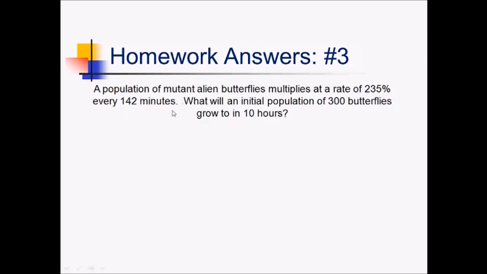On this problem, a population of mutant alien butterflies multiplies at a rate of 235% every 142 minutes. Wow, we're going to be overrun in no time. What will an initial population of 300 butterflies grow to in 10 hours? All right, so this one has many levels of trickiness. First level here is, since this growth rate is happening every 142 minutes, thankfully not every single minute, we're going to need our half-life looking formula.